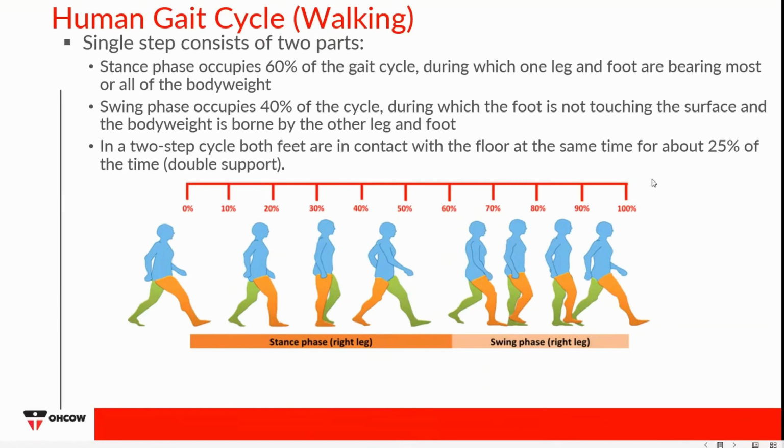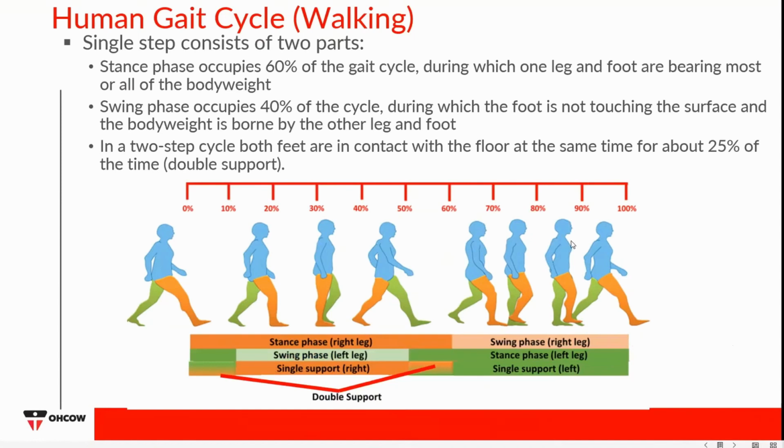So in this example, this person's leading with the right leg. So we start the stance phase from 0% to about 60%, and then the swing phase from 60 to 100. Conversely, the left leg is alternating. And then we've got that double support phase, which occurs between 0 and 10% and 50 and 60% when both feet are actually in contact with the ground.